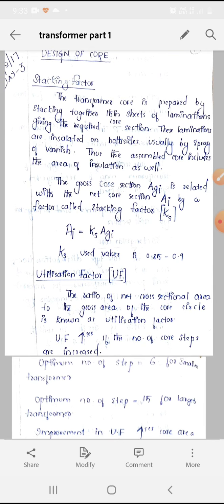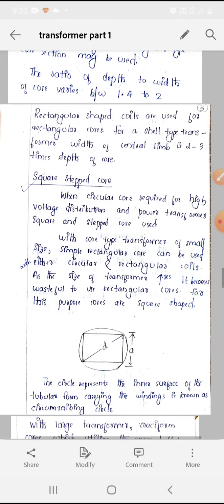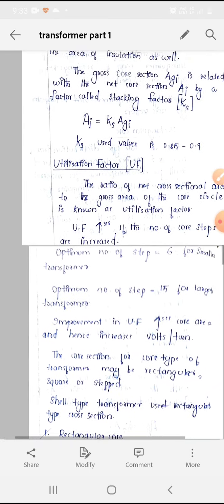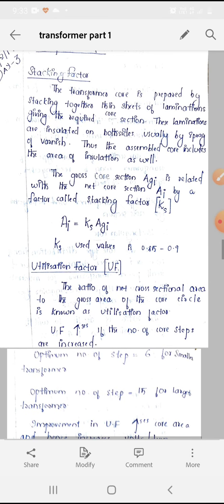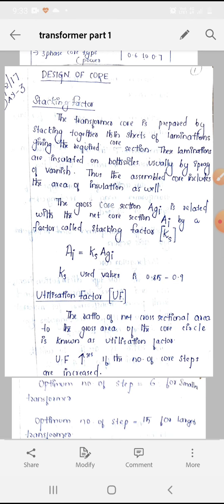Since we have gone to TELC for IVs, you will be familiar with many terms like stacking, core, stepped core, cruciform core. You have seen everything in TELC. So, moving on to design of core.